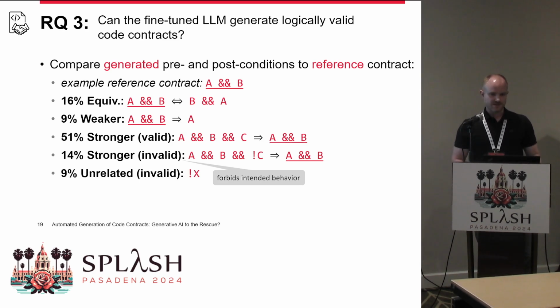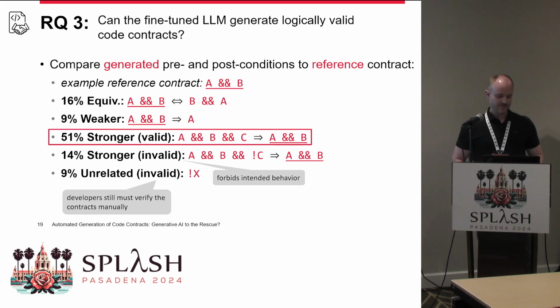Also 9% seem kind of unrelated to the reference contract, so there's something in there that is not mentioned in the reference. And we also checked them, and for all of these 9% that we saw here, they are invalid in the sense that they forbid intended behavior. So what that means is, okay, we have some already good results in the sense that the model can generate contracts that are actually more detailed than the ones we handcrafted. However, if we would use it as it is, we would still have to manually check that.